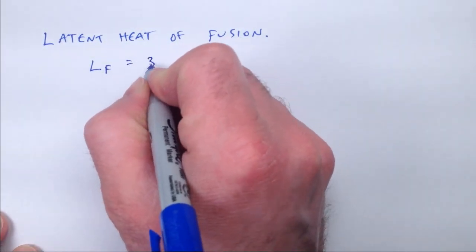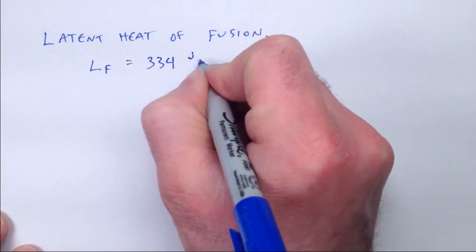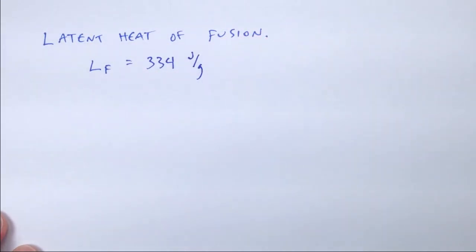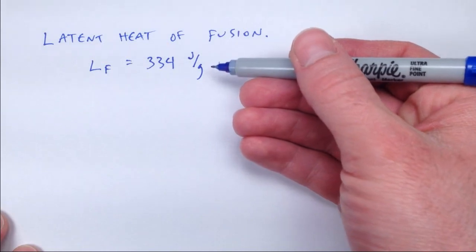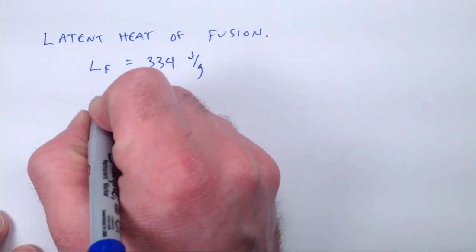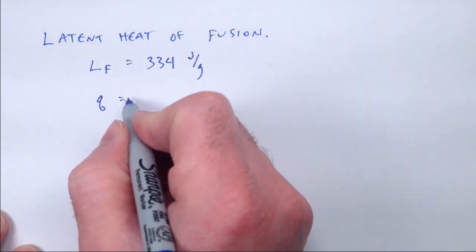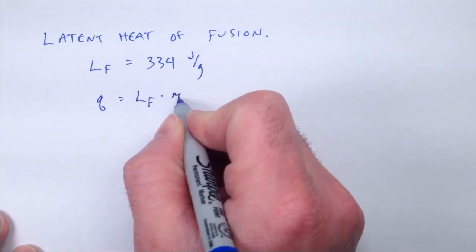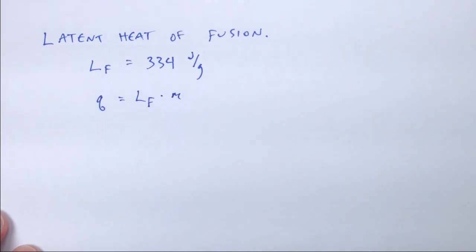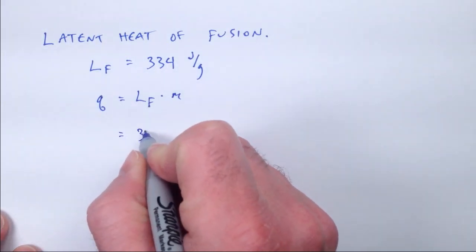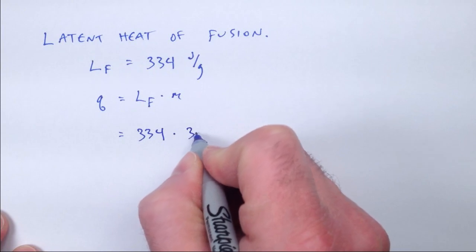And for ice melting to water, the amount is 334 joules per gram. And the way that you would figure out how much heat it takes to melt some mass of ice, I mean, if grams is in the denominator, it's pretty basic. You just have to multiply it by the mass. So the heat required to melt something is going to just be the latent heat times the mass. So how much energy is it going to take to melt 30 grams of ice? It's going to be 334 times 30.